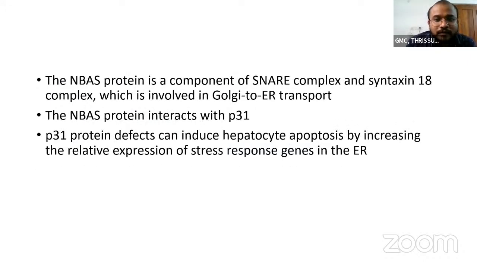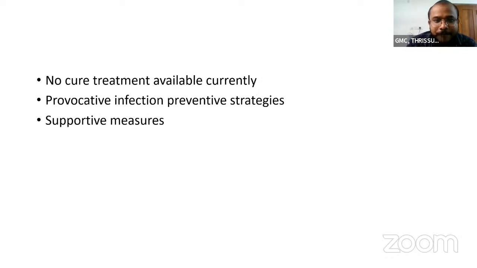NBAS protein is a component of the SNARE complex and syntaxin 18 complex, which is involved in Golgi to endoplasmic reticulum transport. It also interacts with the protein P31. This P31 protein's defect can induce hepatocyte apoptosis by increasing the relative expression of stress response genes in the endoplasmic reticulum. Currently, no curative treatment is available. We have to avoid provocative infections by preventive strategies, and supportive measures are available.